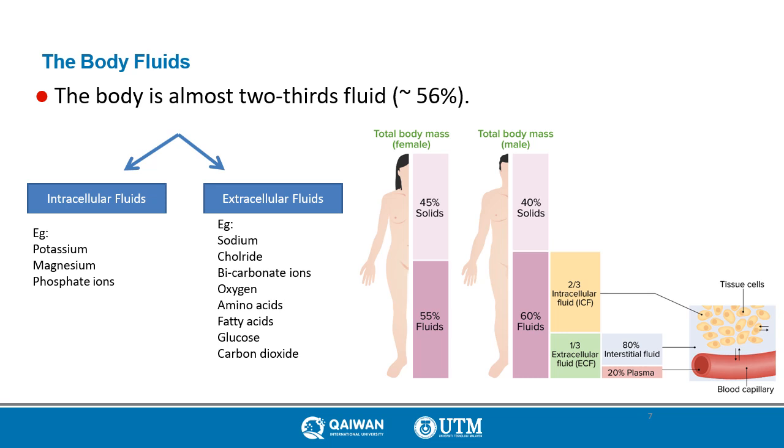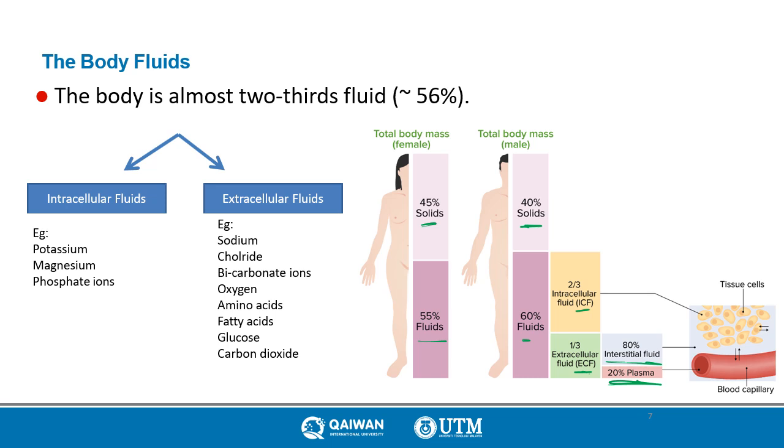The body fluids: almost two-thirds of the body is fluids. For example, in the female, 45% of the body is solids and 55% fluid. In the male, 40% solids and 60% fluids. The fluid is divided into two-thirds intracellular fluids, or ICF, and one-third extracellular fluids, or ECF. The ECF is further divided into 80% interstitial fluid and 20% plasma within the blood vessels.